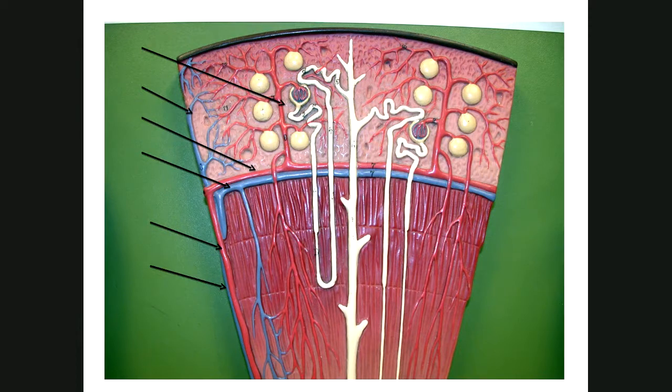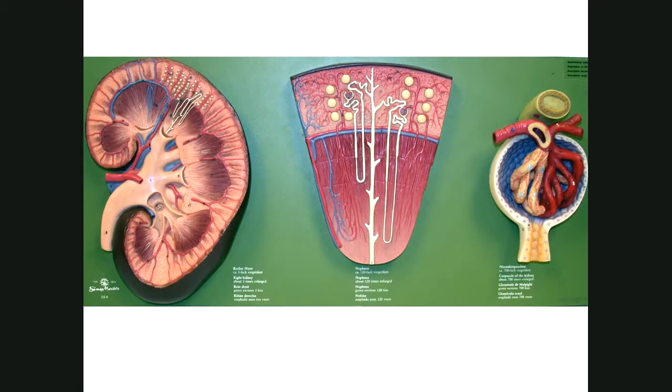But remember, here is our interlobar artery right here, and our interlobar vein right there. Well, there they are, right there. There's the interlobar artery and the interlobar vein. There's our arcuate artery and arcuate vein. There they are, right there. Arcuate artery and arcuate vein. Here's our interlobular artery and interlobular vein. There they are, right there. There's the interlobular artery and interlobular vein.